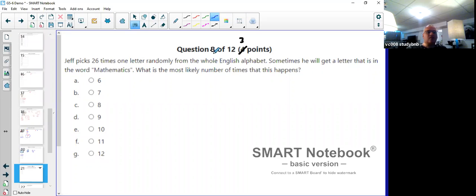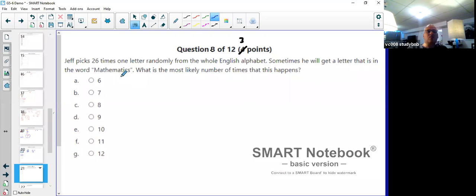All right, so you're gonna randomly pick 26 times 1 letter from the alphabet. So you pick one A, you put it back, you pick out another one, X, you put it back, you pick out another one, and you do it 26 times. Sometimes you're going to pick a letter from mathematics, right? Sometimes you're going to get lucky. Oh, I'm going to pick an A. It's in mathematics.